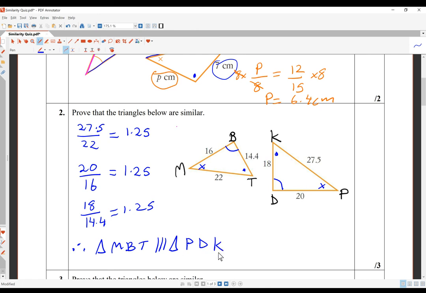Okay, so MBT matches with P. Oops, got that in the wrong order, haven't I? B matches with D. That's right, B with D, and then T with K. That's correct. All right, and we've got to put the reason there, side, side, side. Okay. All right, let's move on.